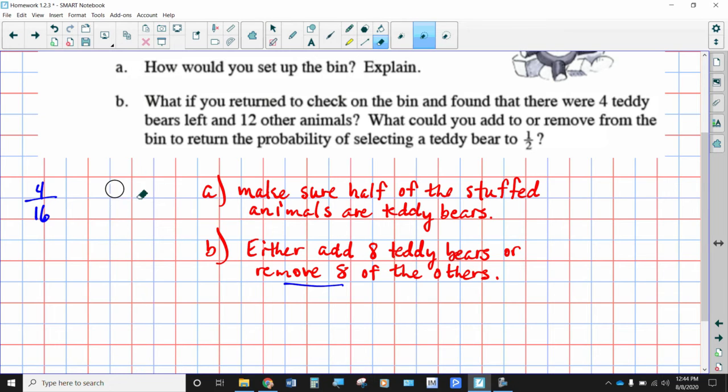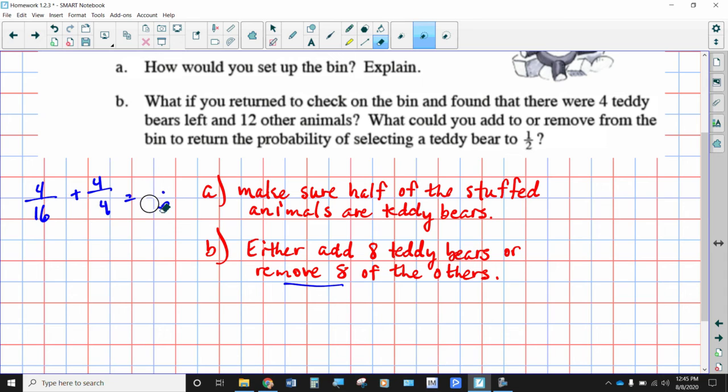That's relatively easy. But a lot of times what people think they have to do is add 4 more teddy bears, that would do the trick. The problem is when you add 4 more teddy bears, you no longer have 16 animals. You now got 20 stuffed animals. So, oh, hold on for a second. If you add 4, then you have 4 being added to the bottom, and so that would be 8 out of 20.